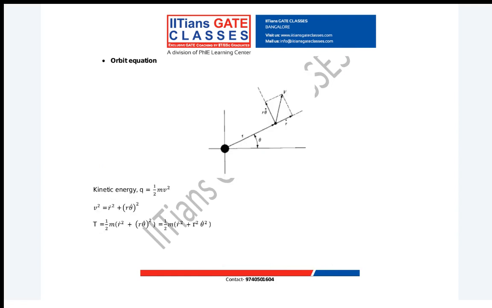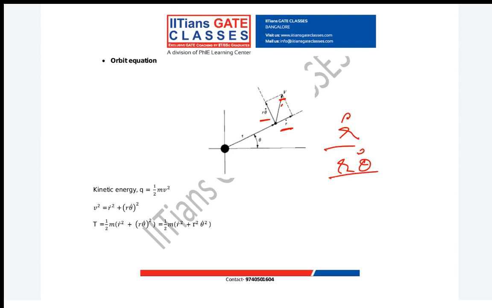Now we will be using this Lagrange equation for the orbit equation. To start, we consider a particle of mass m at some radius r, making angle theta from the local horizon. Usually we consider the equator as the local horizon, so any angle made from the equator is theta. At this position, it is moving with some velocity v, and this velocity has two components: one radial and one tangential. The radial component is r dot and the tangential component is r theta dot.